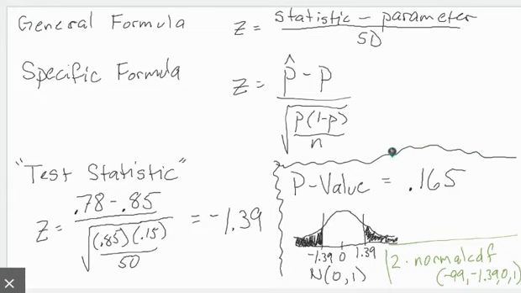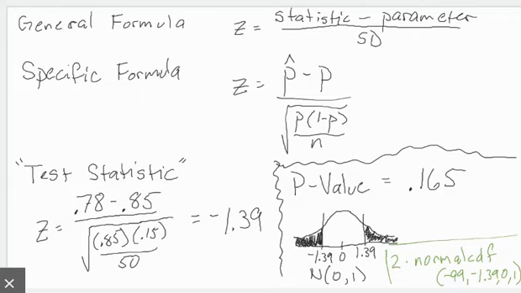I've done all of this. I've gone through the process. I'm pretty familiar with finding a z-score and then using that as my test statistic and finding the area under the curve. But what is this p-value telling us? Well, let's kind of discuss it just a little bit. A p-value of 0.165, 16.5%. Is that statistically significant?